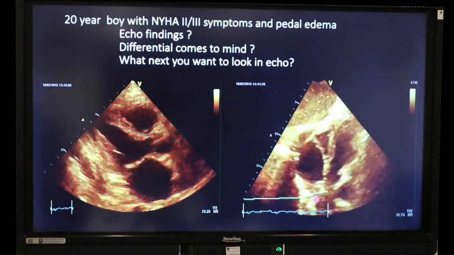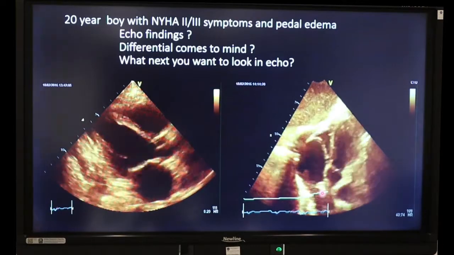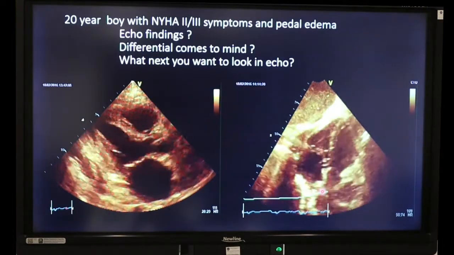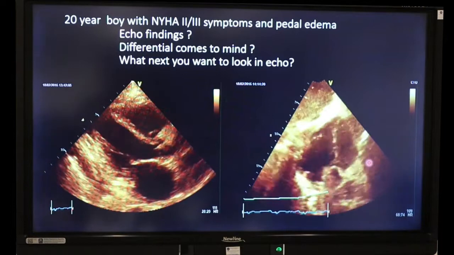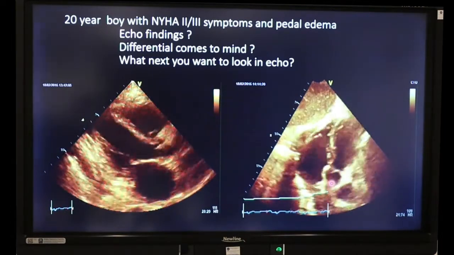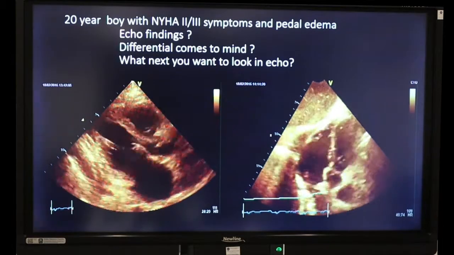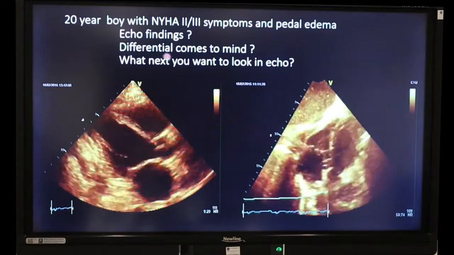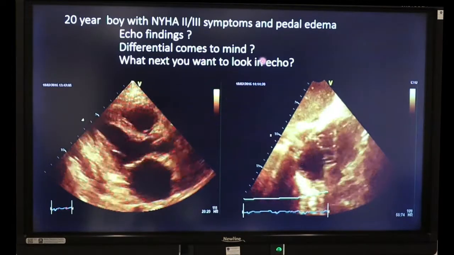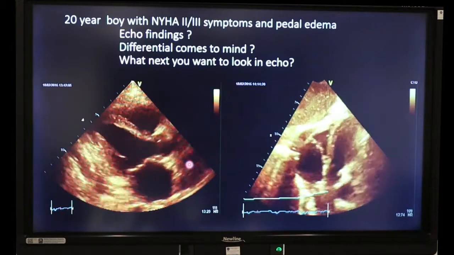Now you look at the septal movement. Along with the jerky movement, there is a shift of the septum from RV to the LV, and it is called a septal shift. And this is called a septal bounce. So when such movement occurs, what differential comes to mind? First of all should be constrictive pericarditis.